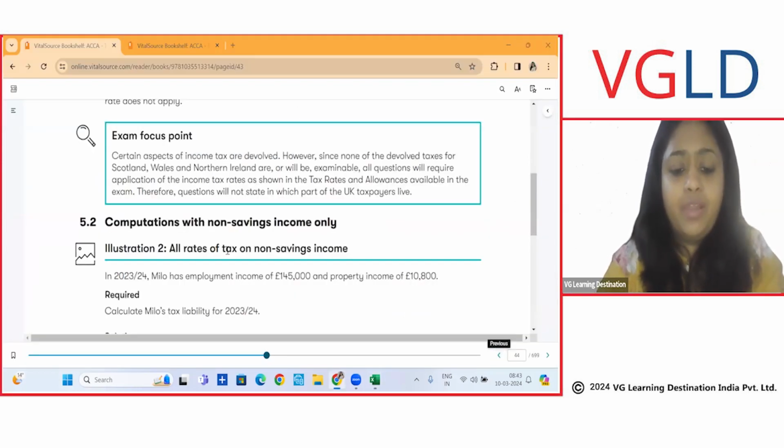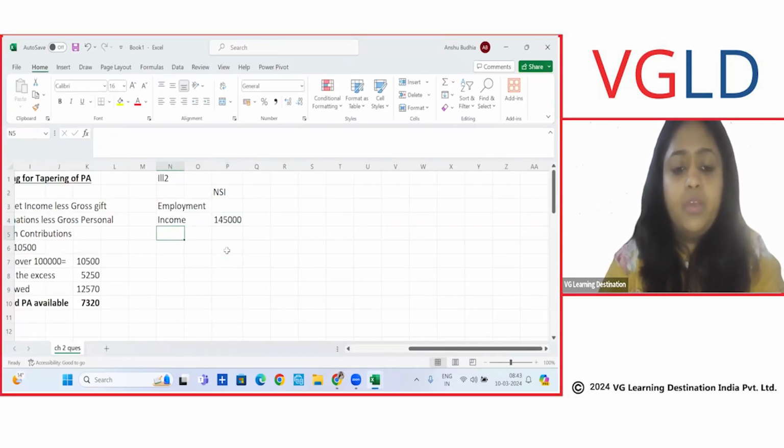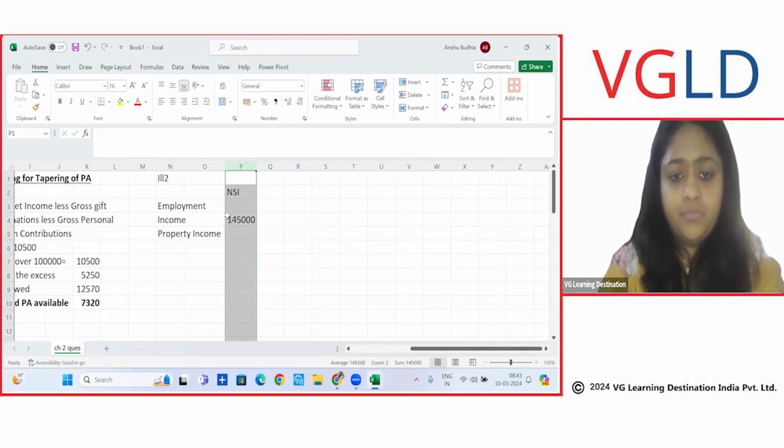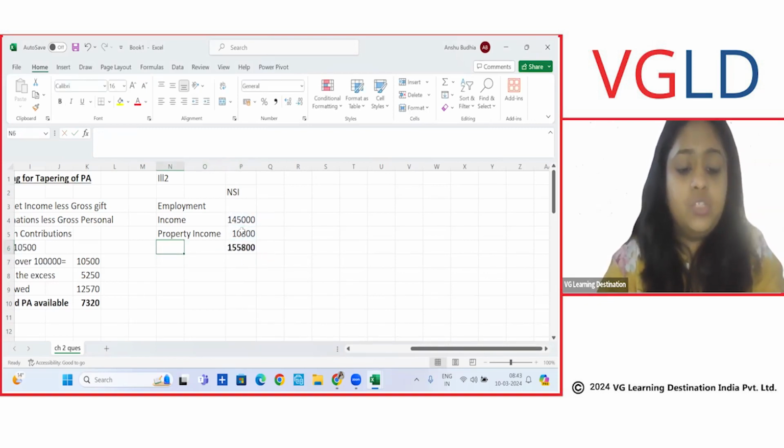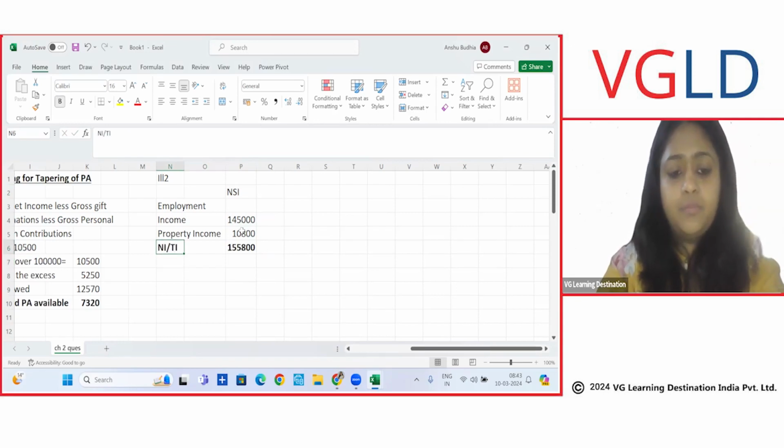Employment income is 1,45,000. We have one more income, property income. Property income is 10,800. Add the two: 155,800. Now this will be your net income as well as your taxable income, right? Income tax liability calculation, let's do.